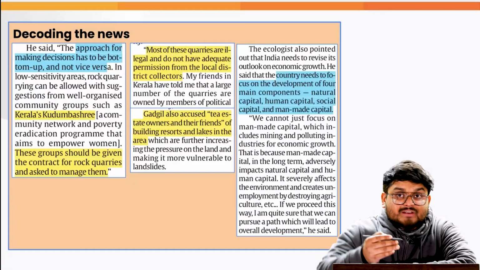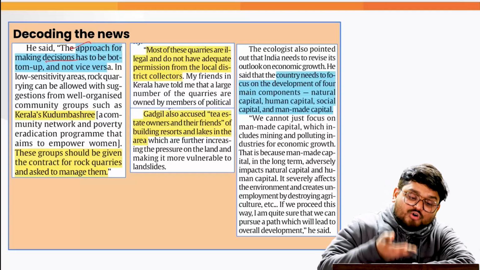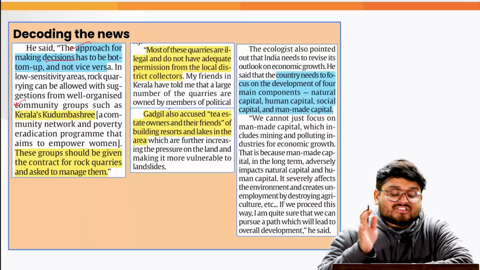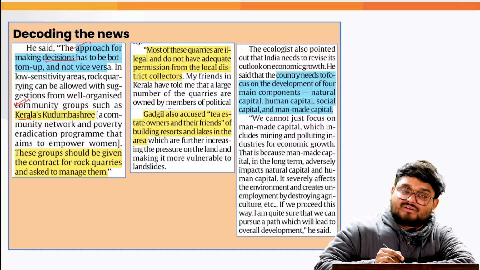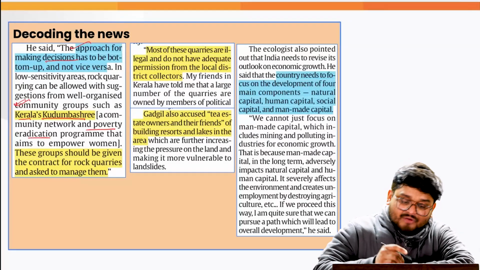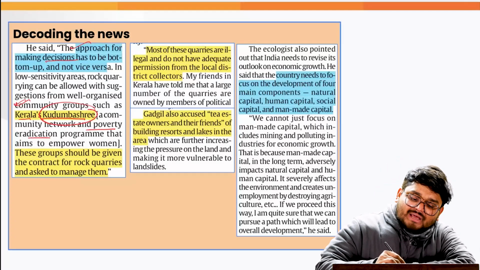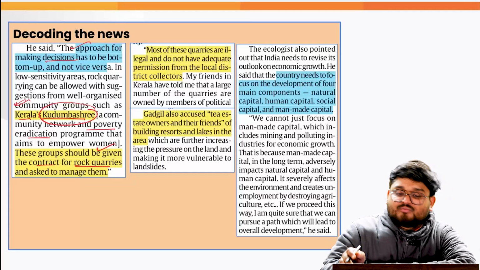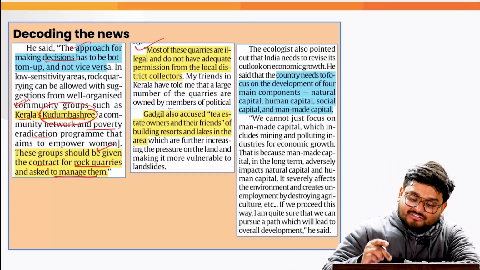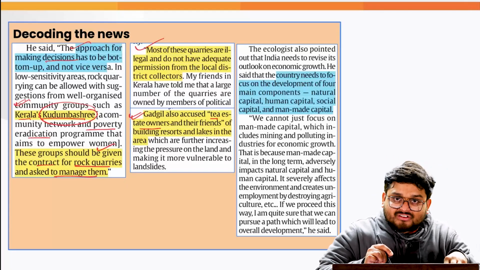Apart from this, some of his statements are also noteworthy. He said that the approach for decision making should be from the bottom up and not vice versa, that is top to bottom, correct? So he said that we can involve various community groups such as Kerala's Kudumbashree, a community network to reduce poverty, which is also very famous, correct? We can use these groups, where they can be given contracts for rock quarries and be asked to manage them, because most of these quarries are illegal and do not have the permission of the district collectors, right? He also accused the various tea estates there of running their operations illegally.